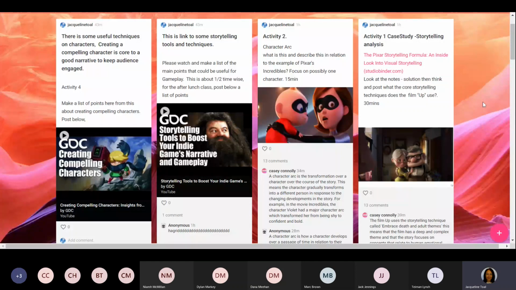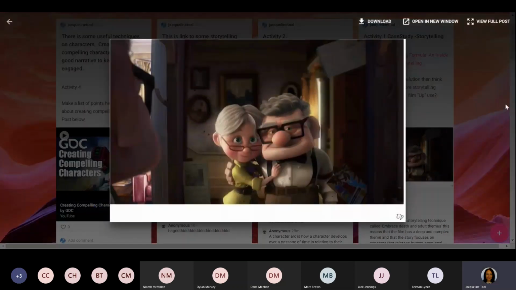So that's it. Started recording now. Basically, activity 1, if we have a group discussion on core storytelling techniques in relation to Pixar's film Up. Generally, if we could just kick off with what core storytelling techniques the film Up uses. So perhaps, Casey, if you wanted to start off first.